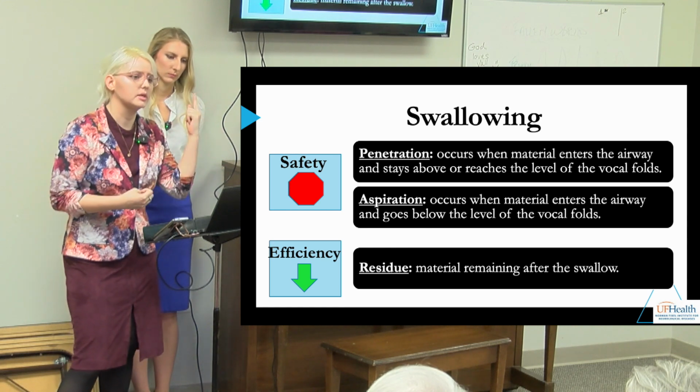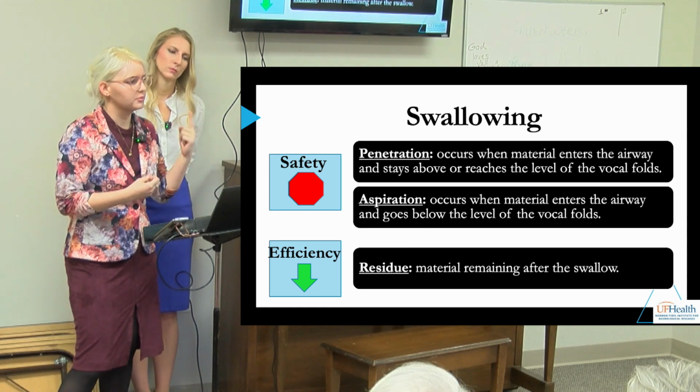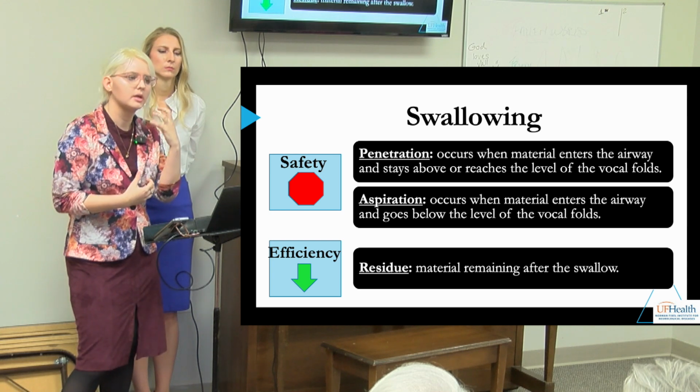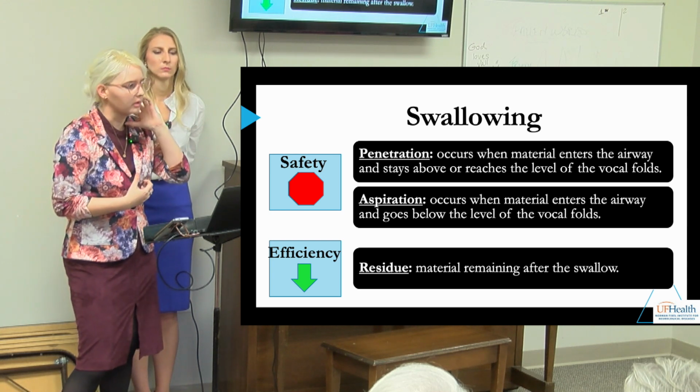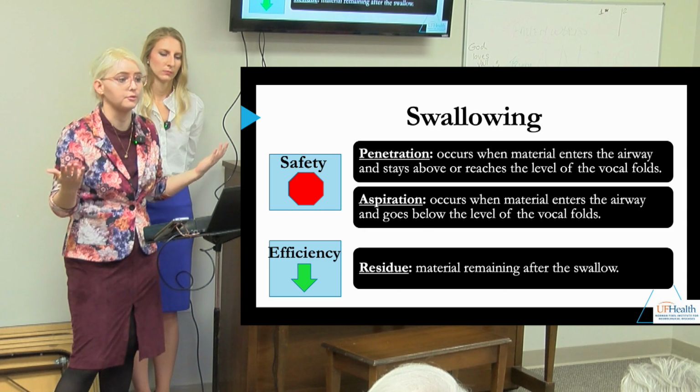Second thing we're looking for is efficiency. So that is just basically, is there food or liquid hanging out in your throat after you swallow?